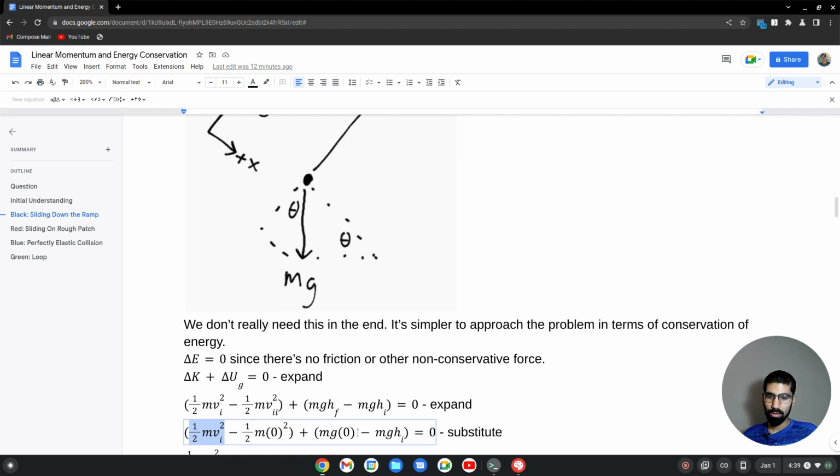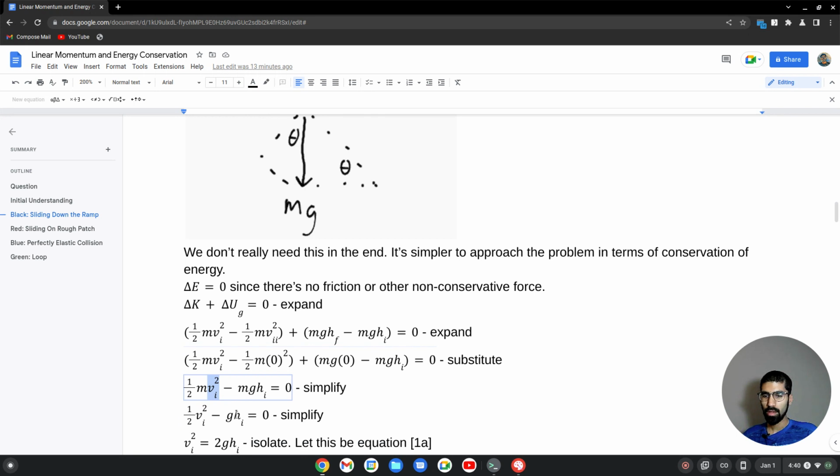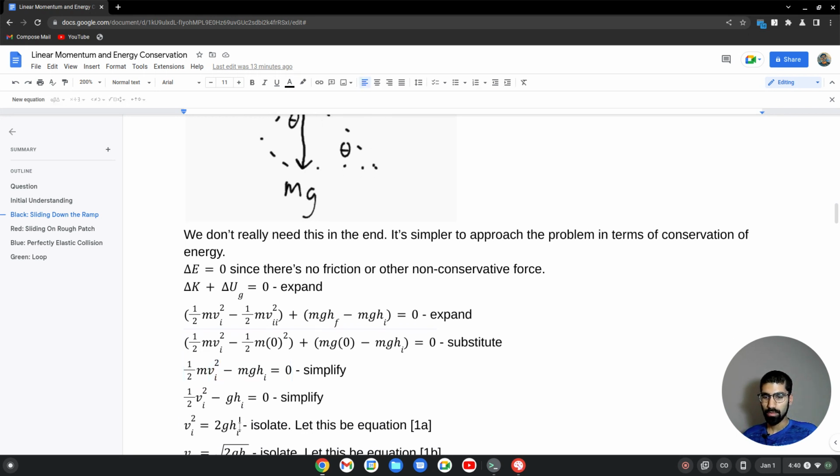Conversely, for the gravitational potential energy, at the start it has some potential energy because it's up high, it ends up low, so then it doesn't have gravitational potential energy. We cancel out these terms because, being multiplied by a zero, they just end up being zero. And we have this left, which lets us isolate for the velocity at the bottom of the ramp, which is what we want.